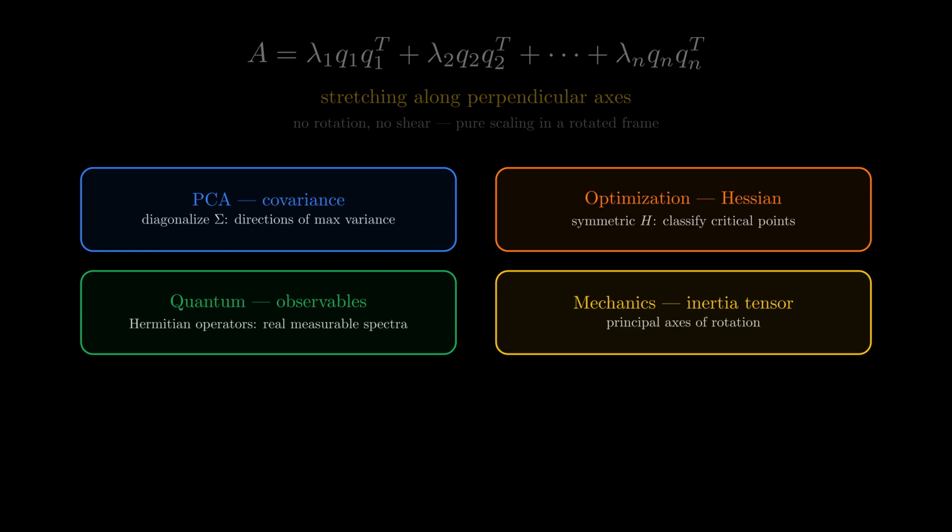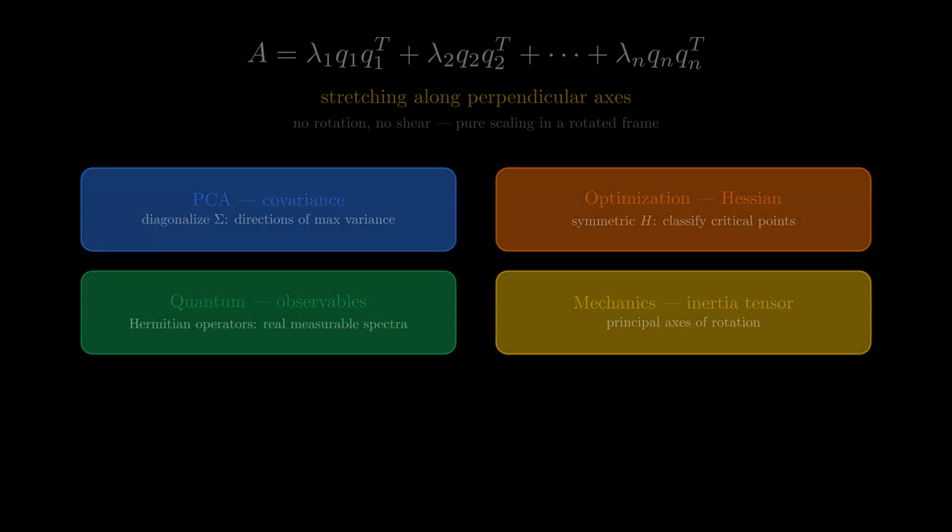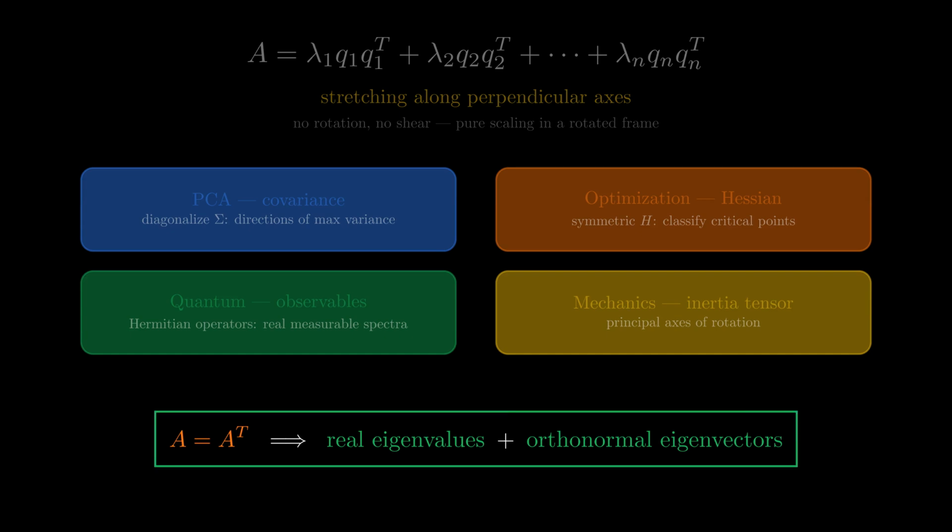Real eigenvalues, perpendicular axes, and the projections that add up to the whole. The condition A equals A transpose looks small. The structure it unlocks is enormous.